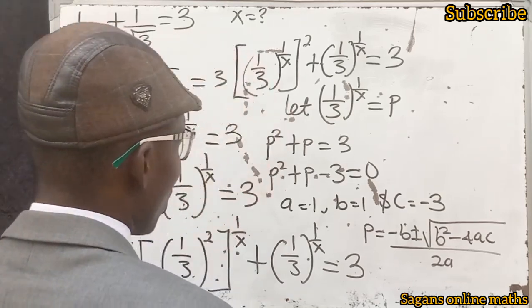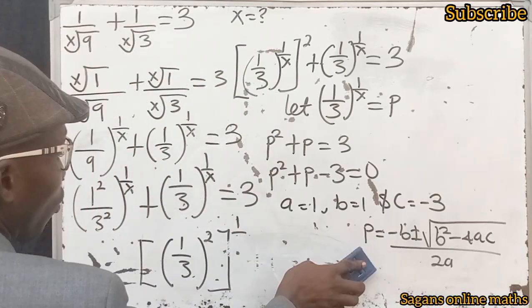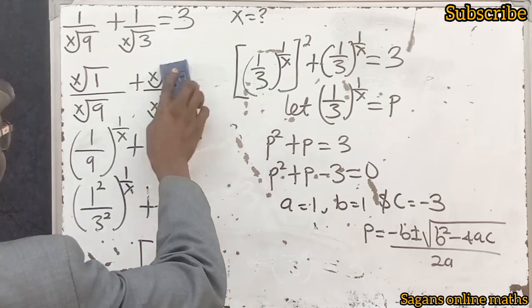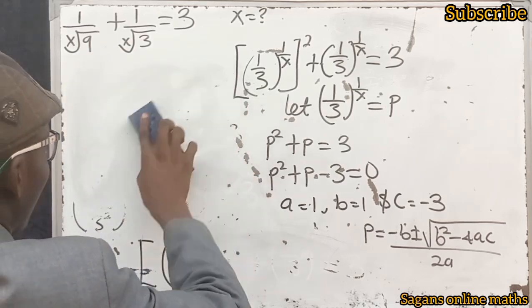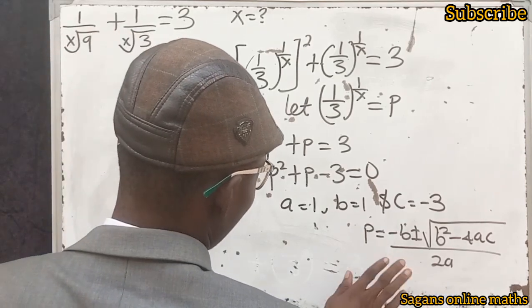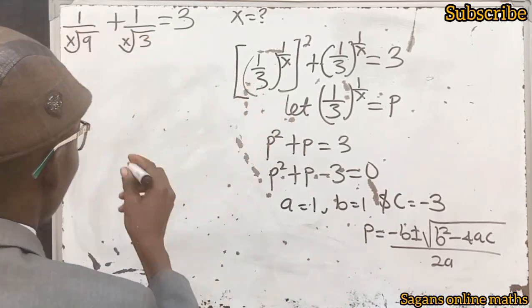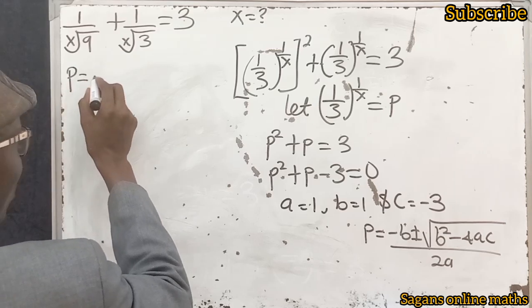This is the formula of the quadratic equation. Now we can solve for the value of p from here. But remember, you are not asked to solve for p. We are asked, what is the value of x. Now from this, our p is equal to what?